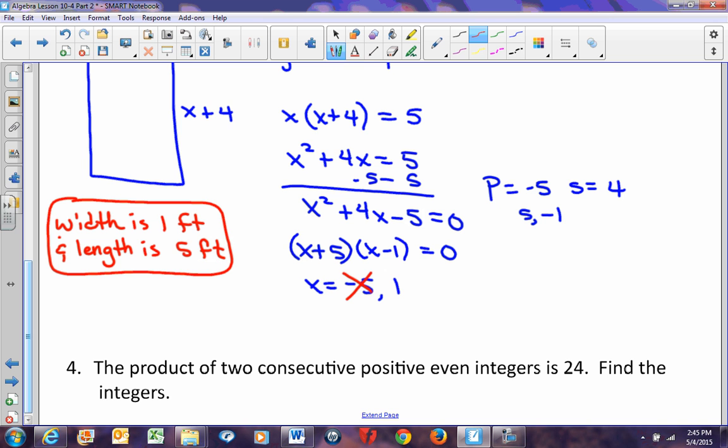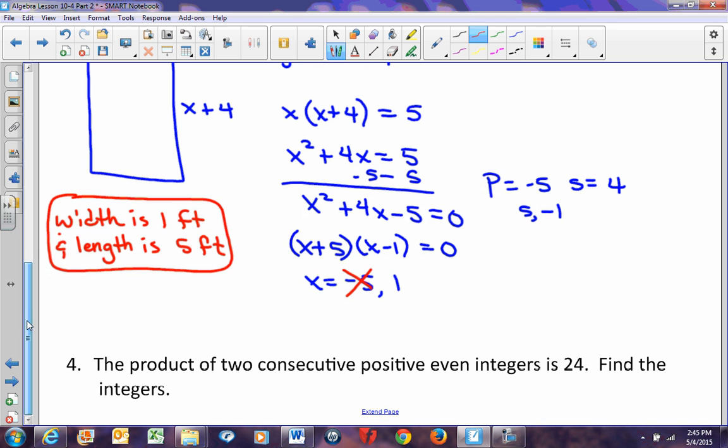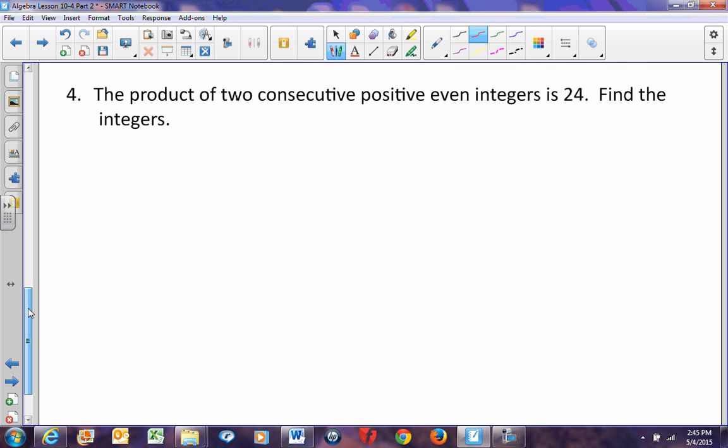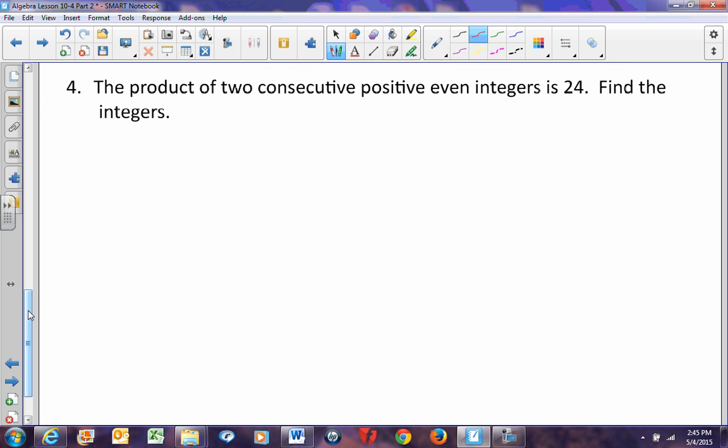As you can see, you get pretty decent at these. They're not that hard to do. They're fairly straightforward problems. And now let's take a look at the problem of consecutive even and odd integers. We did that before. Okay, it says the product of two consecutive positive even integers is 24.